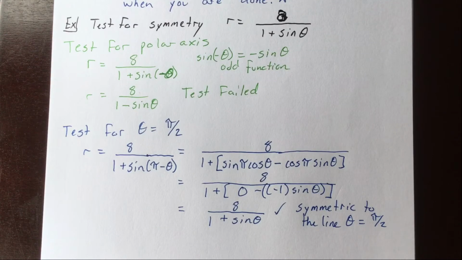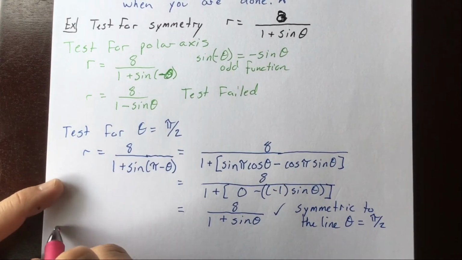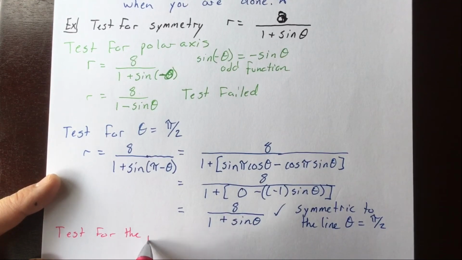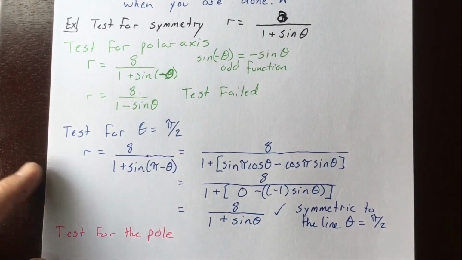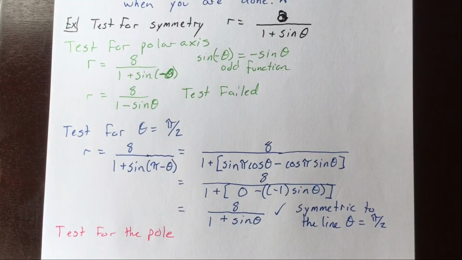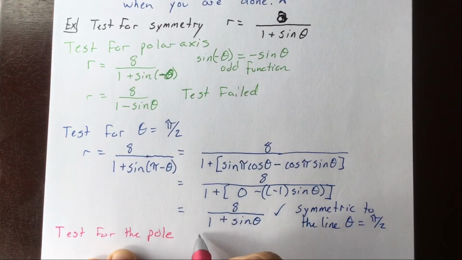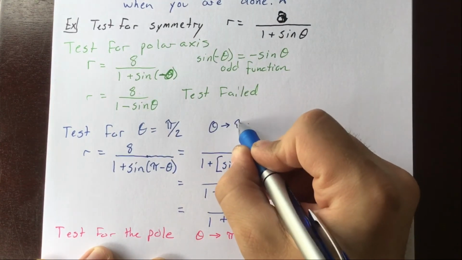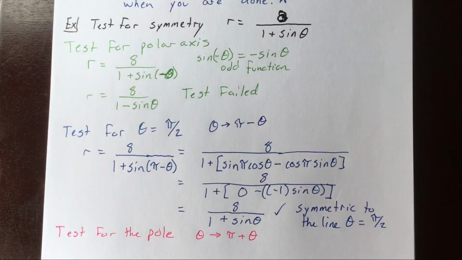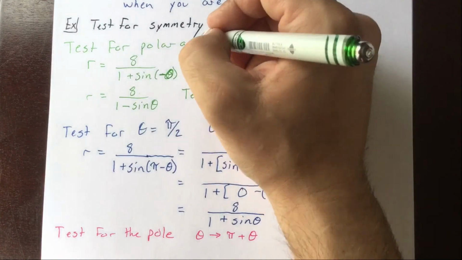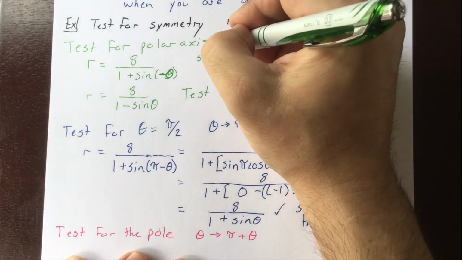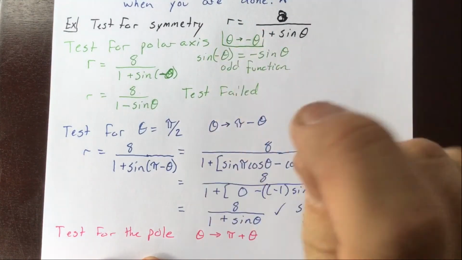And lastly, let's test here the polar axis, or the pole. Okay, testing the pole. Now that's where we take theta and replace it with pi plus theta. Right up here, we replace theta with pi minus theta. And up top here, we replaced theta with negative theta. Just helping us out as we close up.